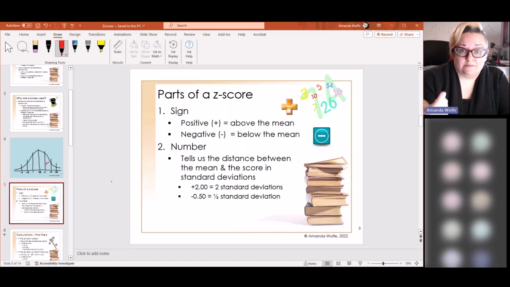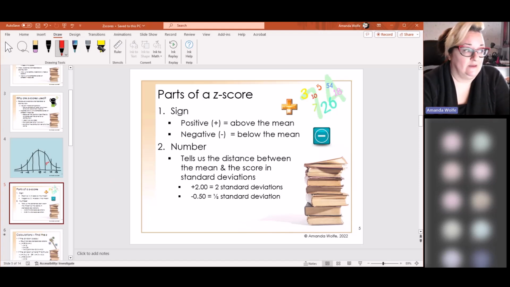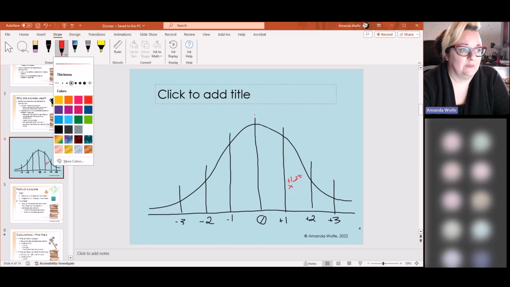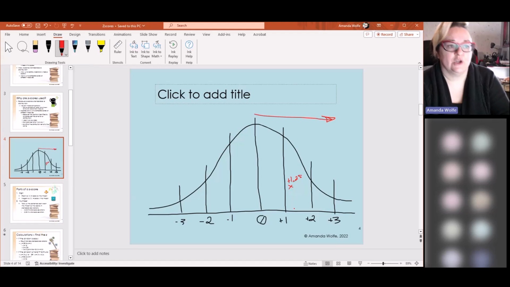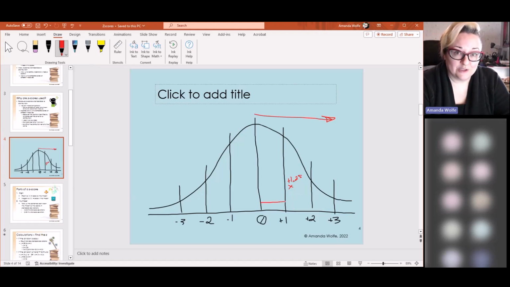Then we also have the number itself. And again, the number 1.25 in this example tells us the distance away. So I know from the fact that it's positive that it's going to be above the average, but how much above the average? Well, 1.25 means that it's at least one whole standard deviation away and then a quarter of the next one. So it's there.